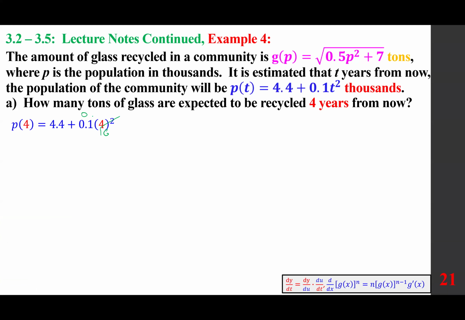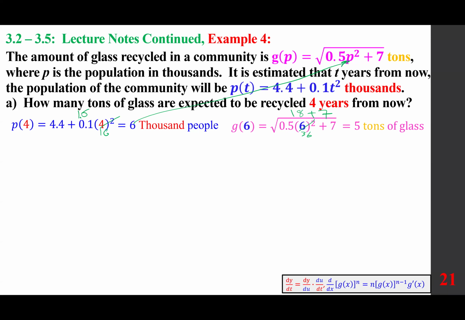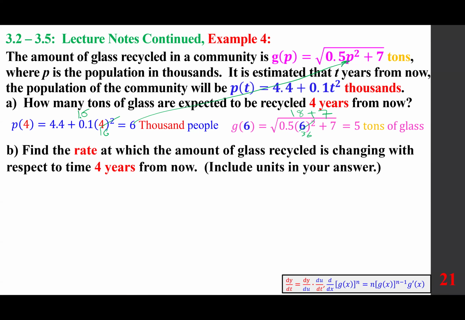16 times 0.1 is 1.6. With 4.4 becomes 6, or 6,000 people. And if you replace the P here with 6, you get 36 times 0.5, which is 18, plus 7, which is 25. The square root is 5 tons of glass. Elementary algebra.